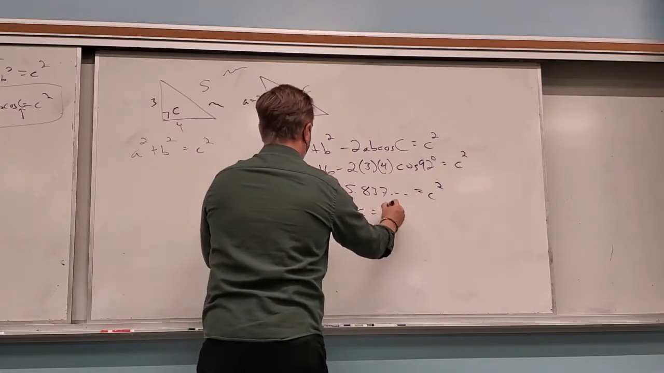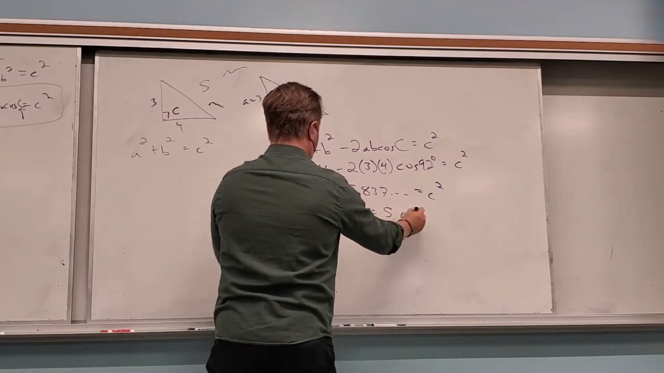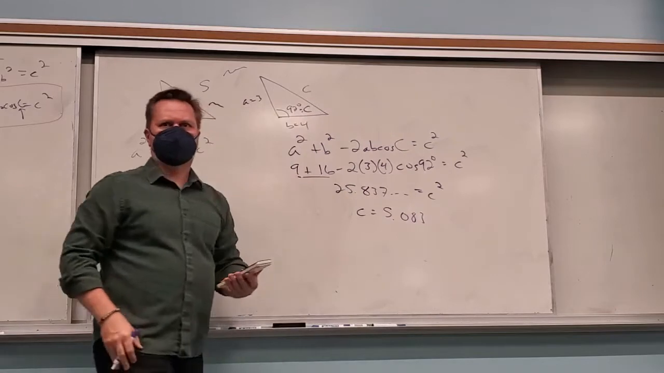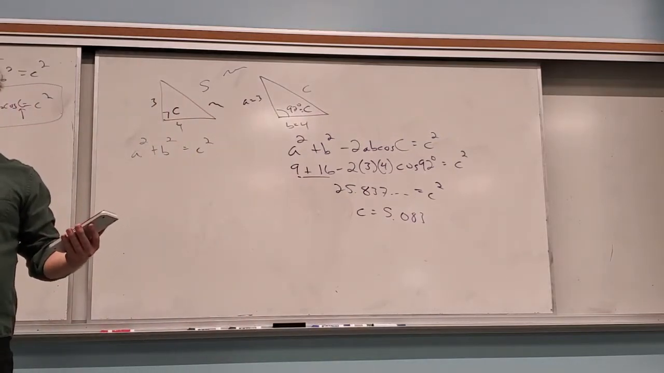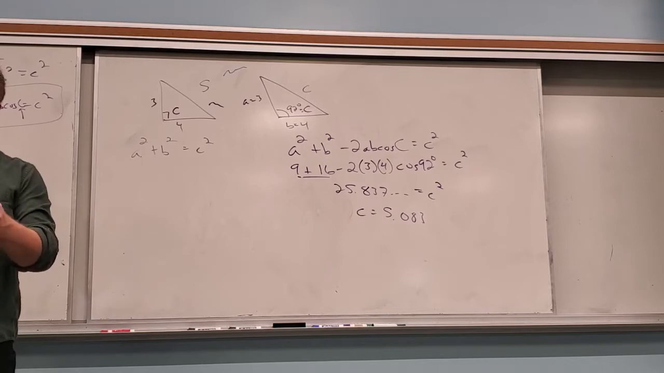And I get 5.083, and so on. Does that match with our prediction? Yes, it's a little bit bigger than 5.